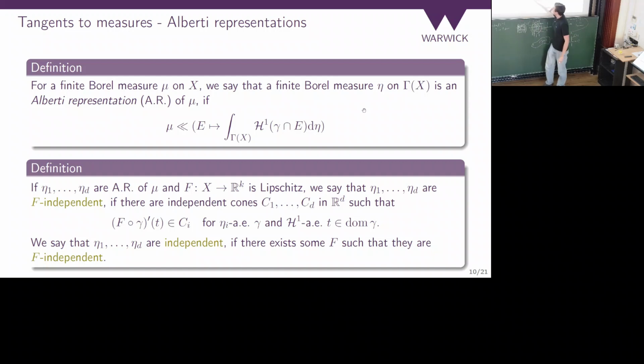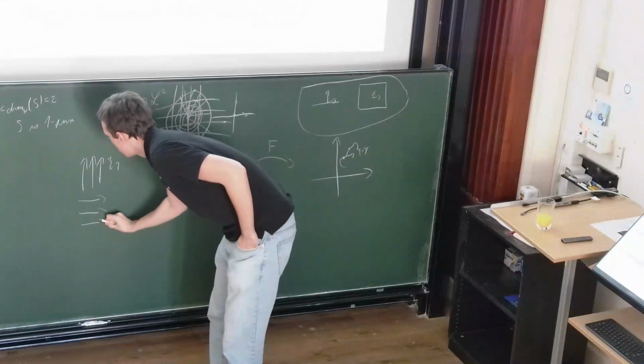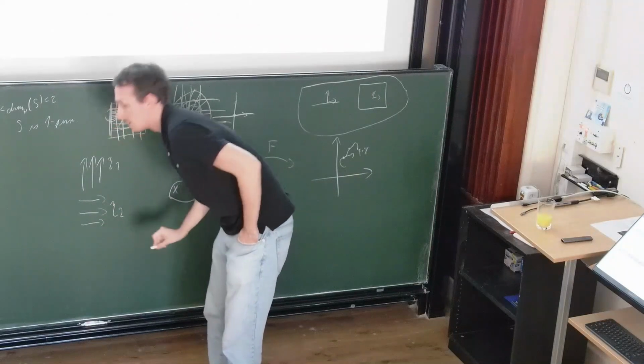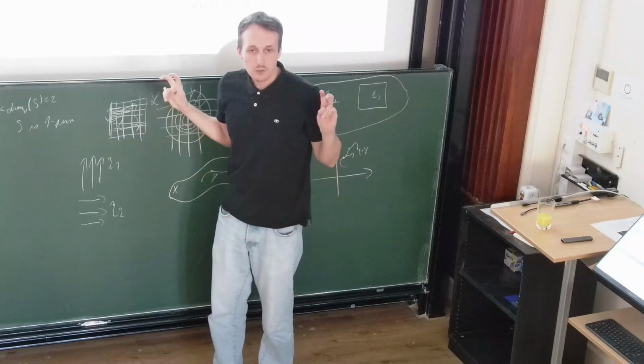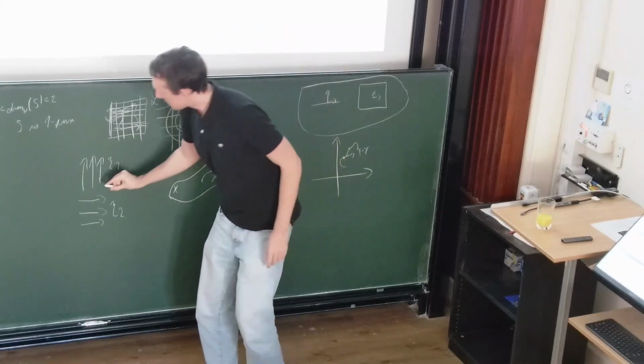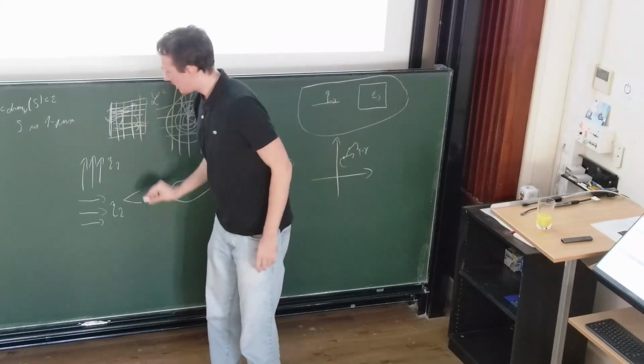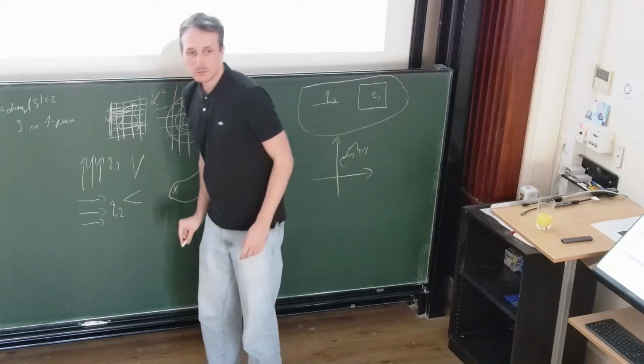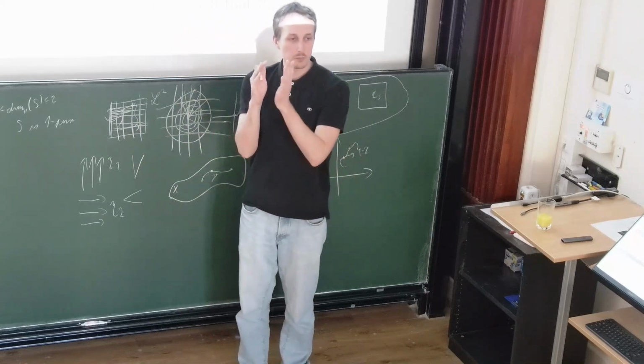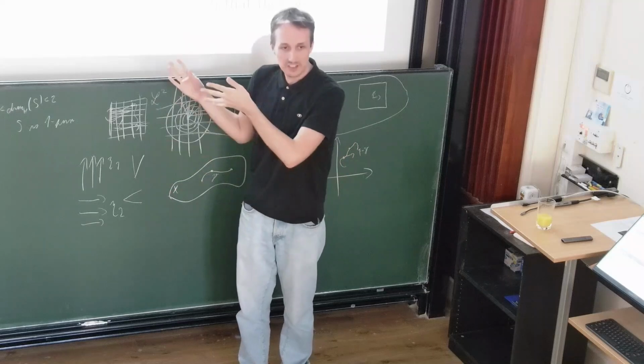And then, of course, for almost every point in the domain. Right? So, for example, if I take this to be eta1, this representation, and this to be eta2, these guys are independent with respect to identity. You can take this cone for this guy, and this cone for this guy, and you can take the cones arbitrarily thin as well, because they're very straight.